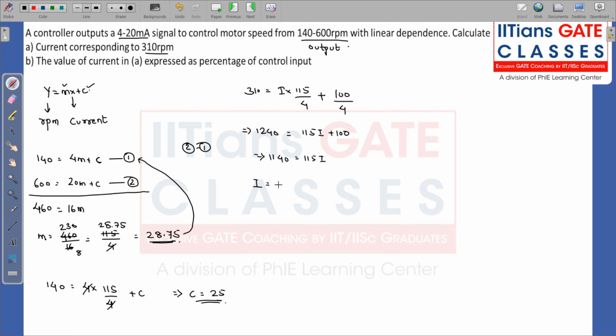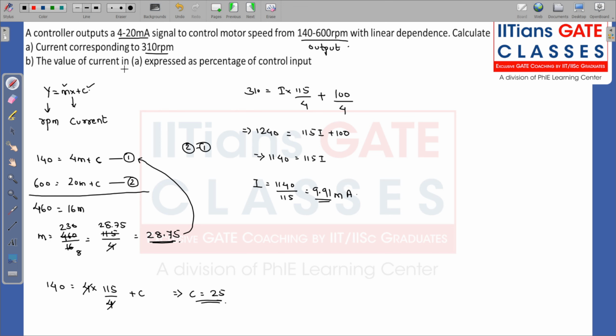So if I want to calculate, this will be 1140 divided by 115. So if we solve this, this will be 1140 divided by 115. So this will be 9.91. Okay, 9.91 milliampere we will get.